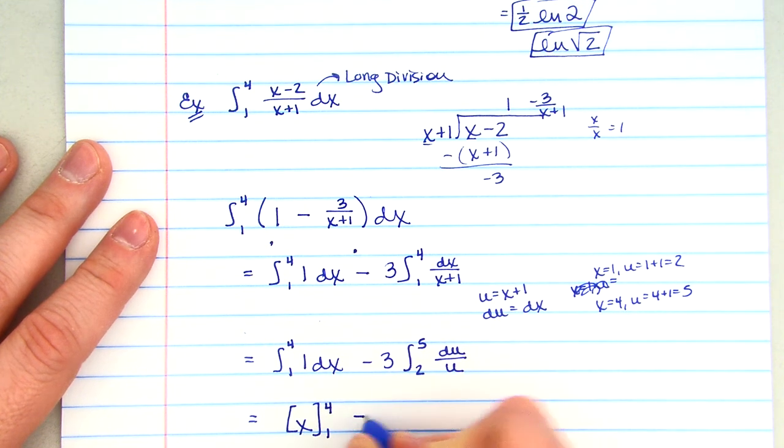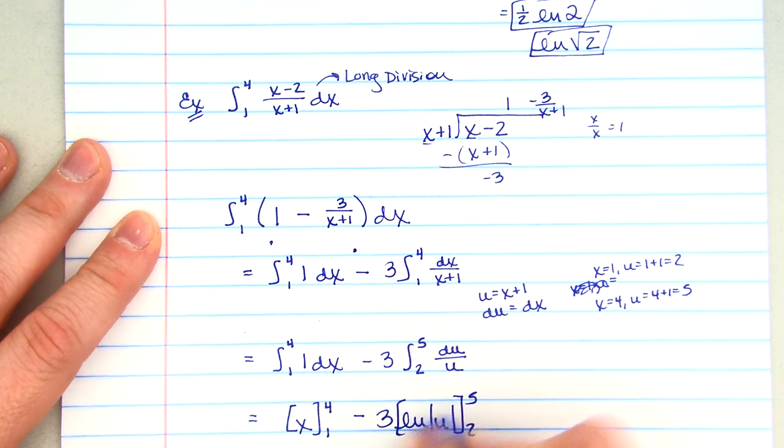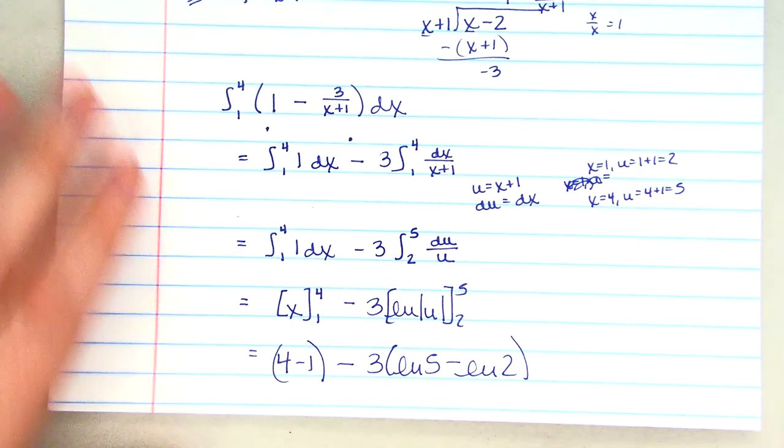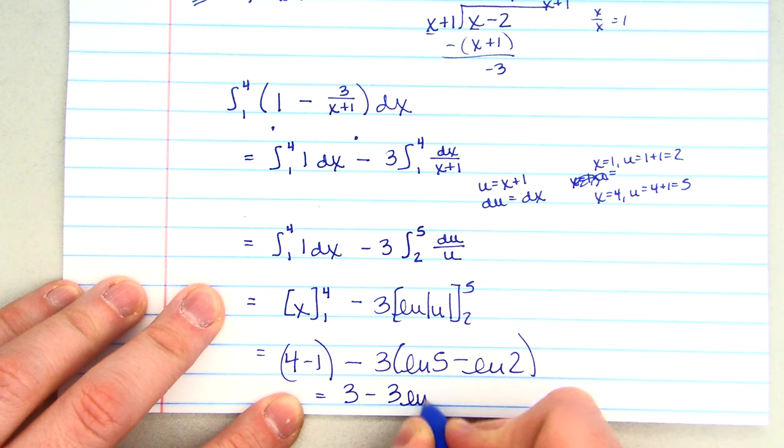The other one, we're going to get 3 times the natural log of the absolute value of u, dealing with this between 2 and 5. This is 4 minus 1, minus 3 times natural log. I don't need the bars here because these are positive numbers. So 3 minus 3 times the natural log of 5 halves.